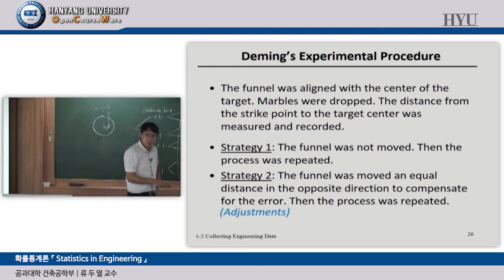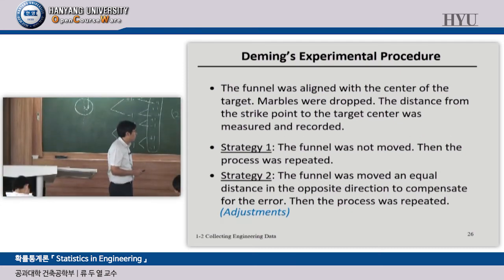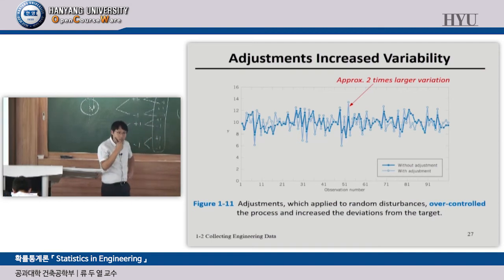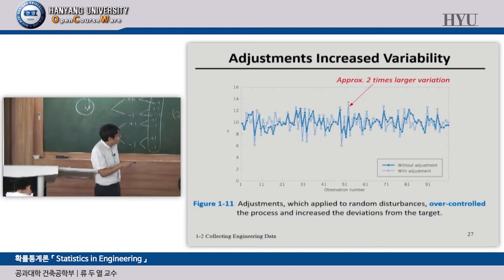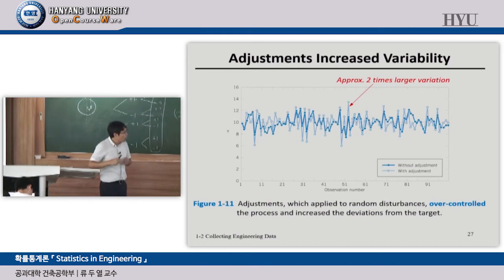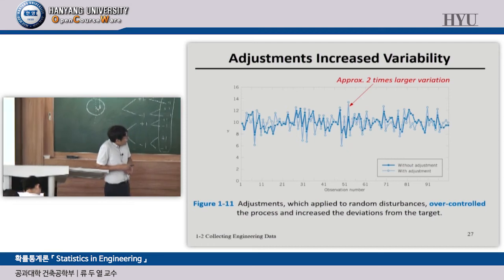And this is called adjustment. And this is the test result. The light blue color indicates the case with adjustment, which is strategy 2. And the dark blue is without adjustment, this is strategy 1. Even though we apply strategy 2 to reduce the error, as you can see, we have more variation.